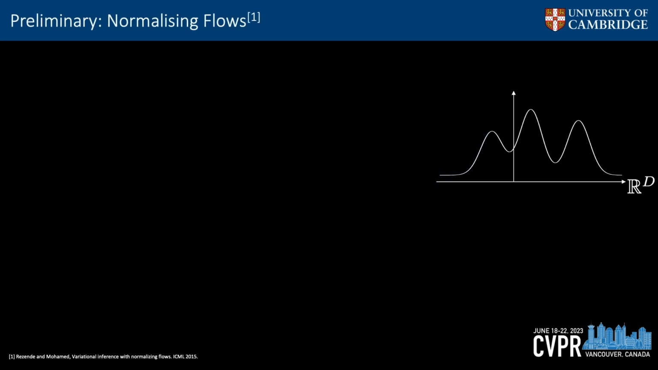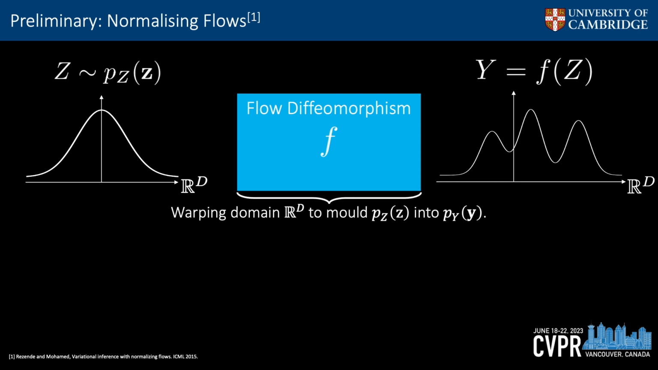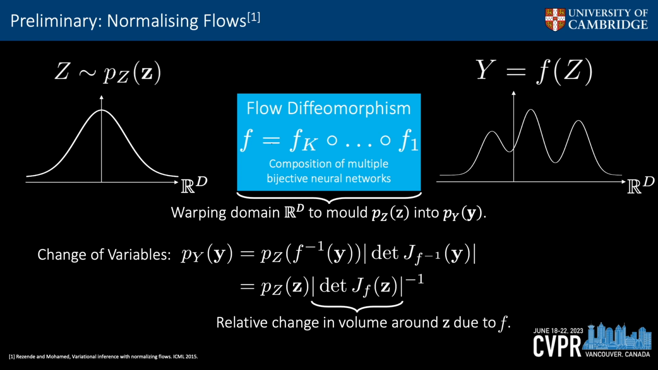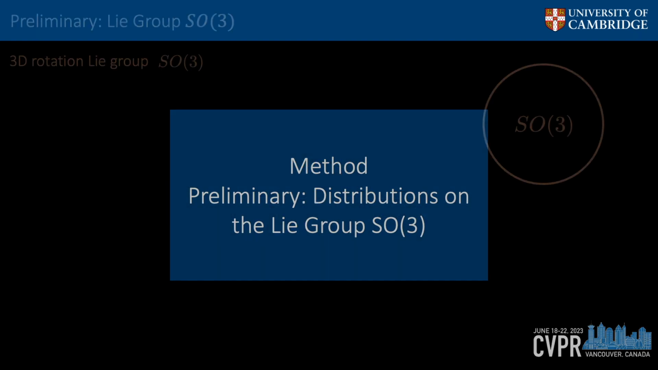We use normalizing flows for distribution prediction. These model complex probability distributions by pushing a simple base distribution through a bijective differentiable flow transformation. The density function of the transformed distribution is obtained using change of variables. In practice, the flow transformation is the composition of multiple bijective neural networks. We want to use normalizing flows to model distributions over SMPL pose parameters. This entails defining flows over the non-Euclidean domain SO3.